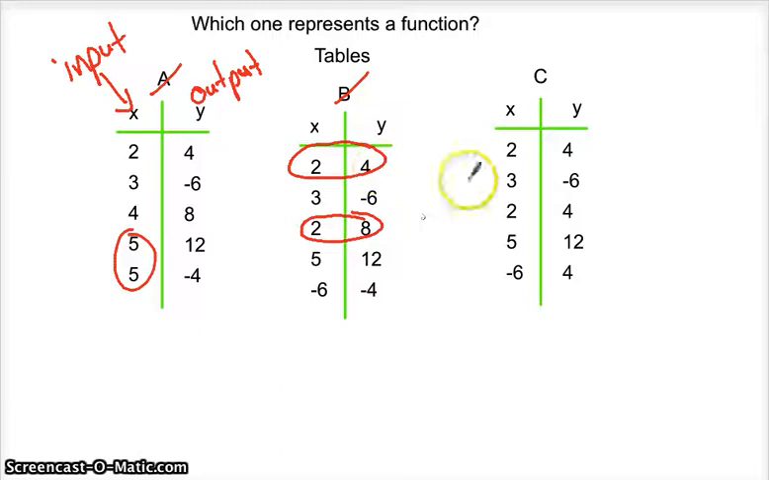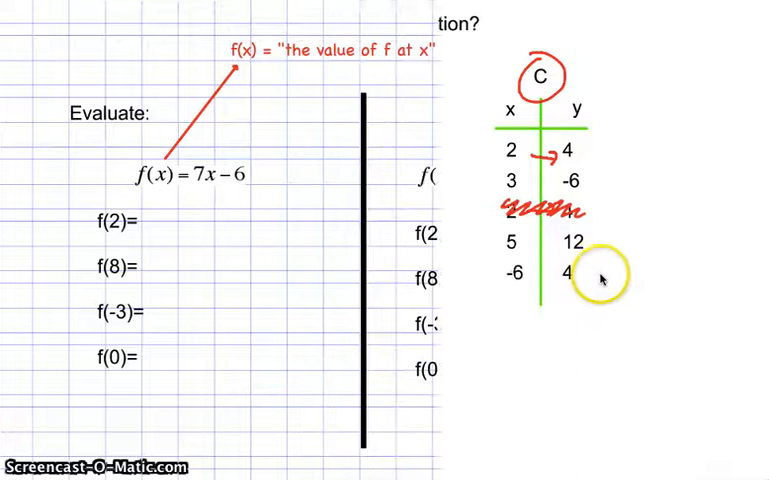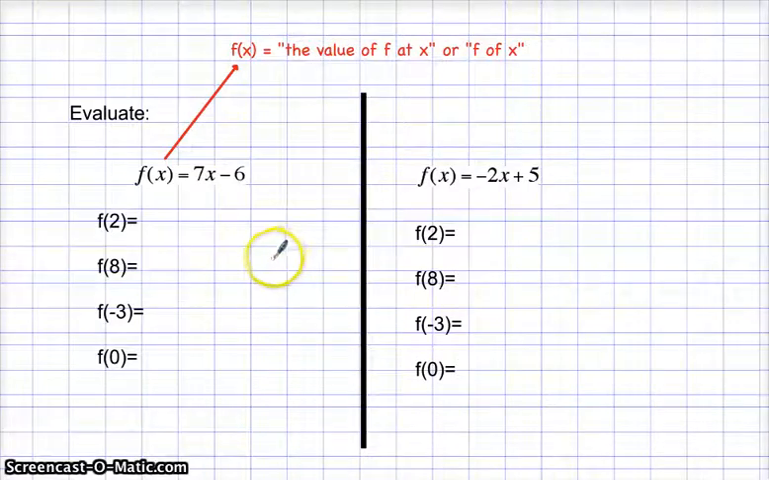Option C almost has that same issue, except that 2 goes to 4 and 2 again goes to 4, which is perfectly okay. Really, you just don't need that twice, and therefore option C would be a function.